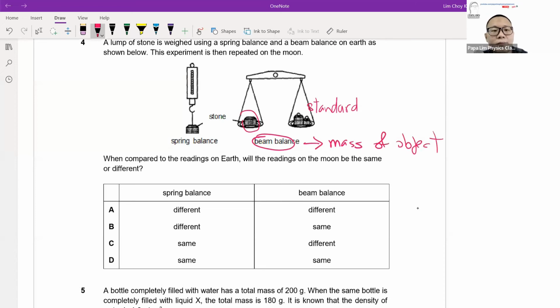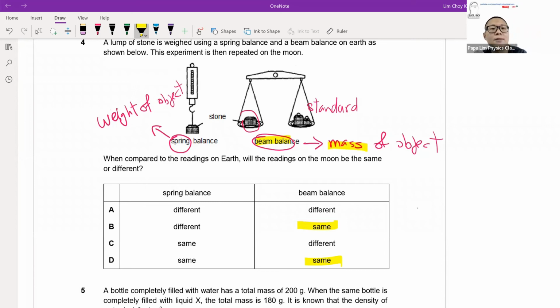A spring balance, straightforward, measures the pull of the gravitational field on the particular object. So basically, a spring balance measures the weight of the object. Once you are clear that a beam balance measures mass and a spring balance measures weight, you will be able to identify that for a beam balance, regardless of location, whether it's the moon or Earth, mass will always remain the same. Mass is the amount of matter in the body. So the amount of matter remains the same, regardless of location. So mass will be the same.